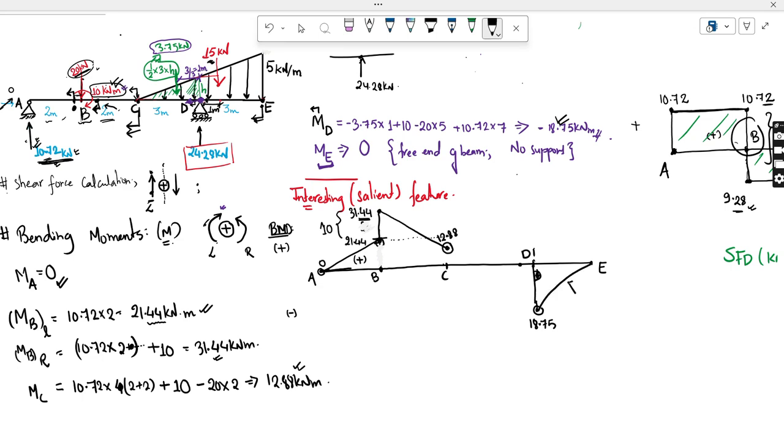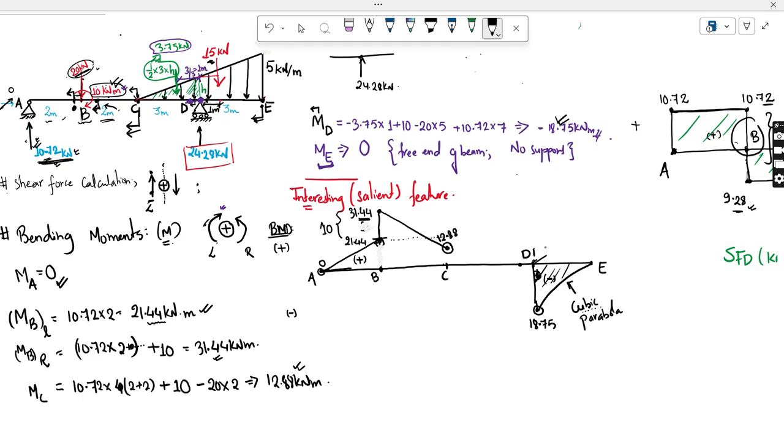Now look, this is not a square. This has to be a cubic parabola. In shear force it was square parabola. In bending moment there will be 1 degree higher curve, so it is cubic parabola. This one is negative here. Now let's come to the C and D point.